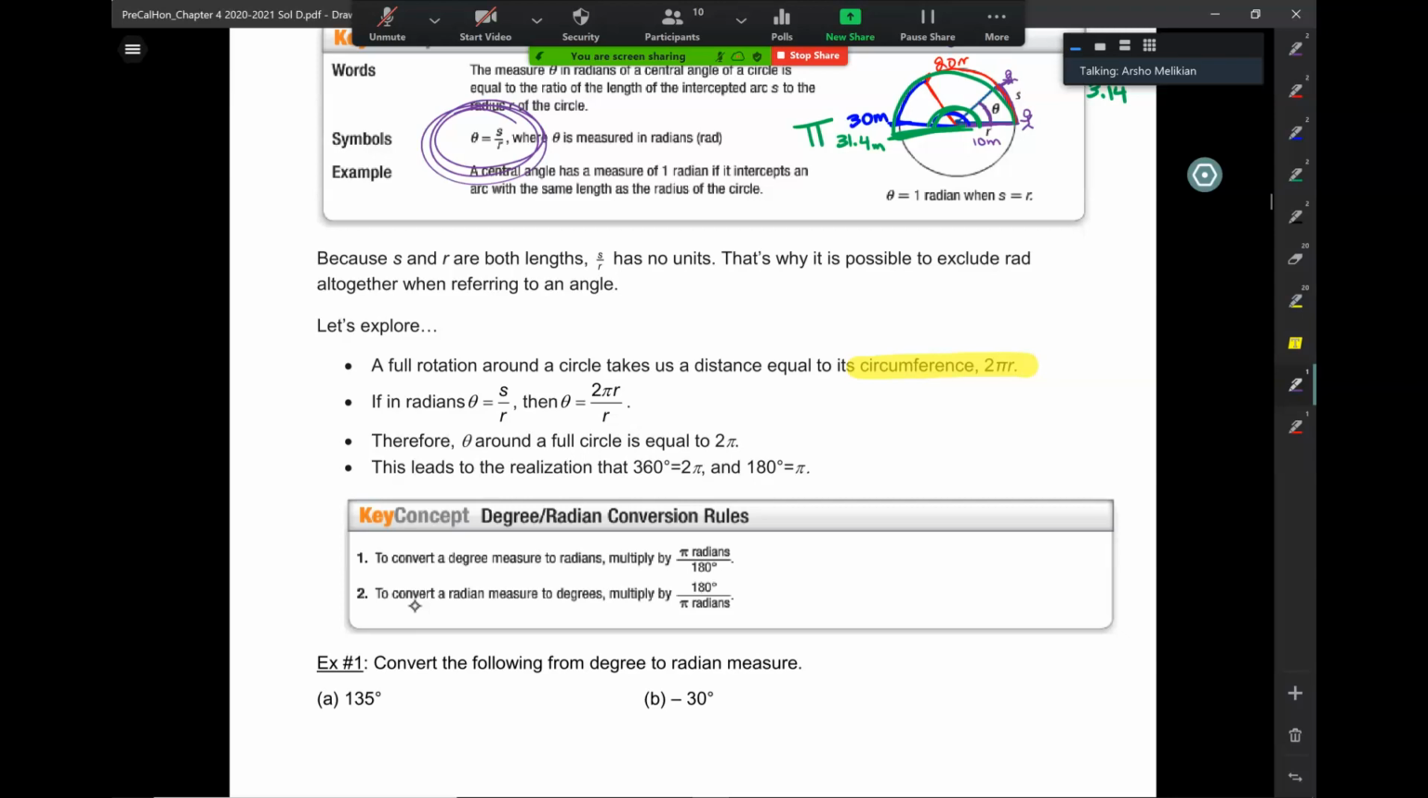All right. What we're going to remember from this is this one thing: first of all, 180 degrees is 1 pi, and 360 is 2 pi. And that's how you're going to convert between degrees and radians. All right? Any questions?